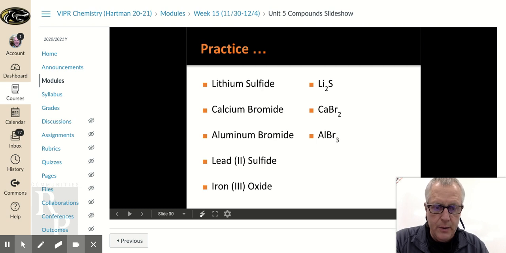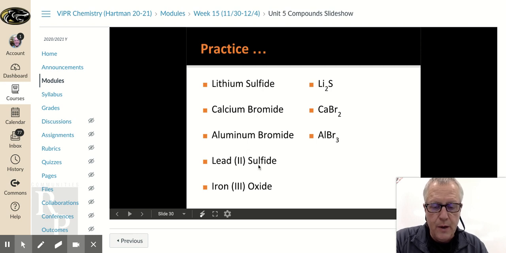Aluminum bromide. Aluminum is a +3, and that's going to be a question that comes up: how do we know if a metal has more than one charge? That's a good question. But I think once you work with it, and I think there's some charts that we'll have available for you, you can check on that.